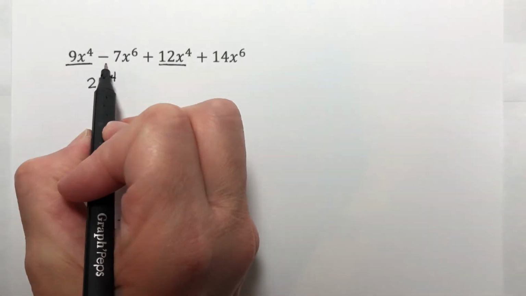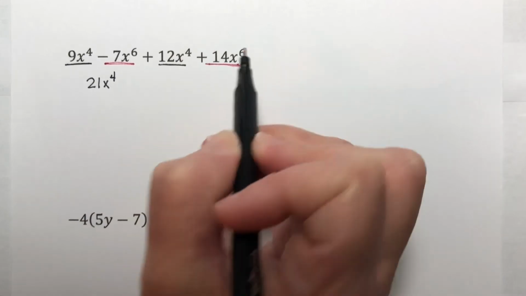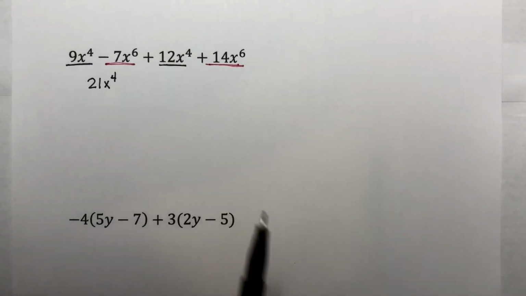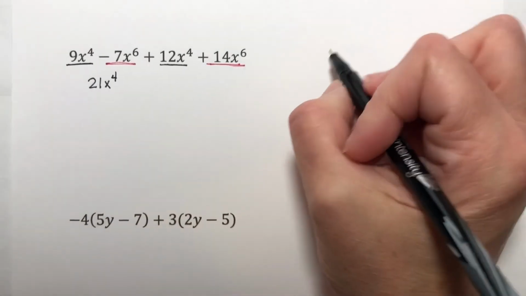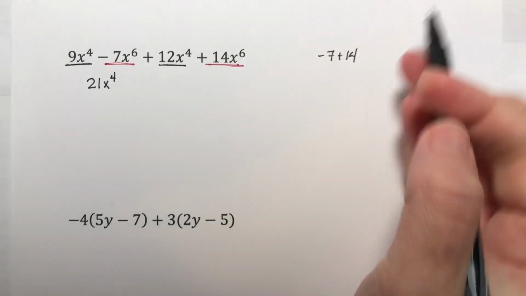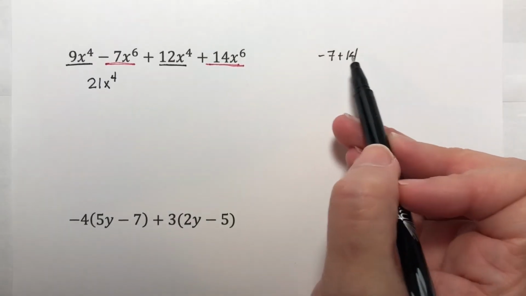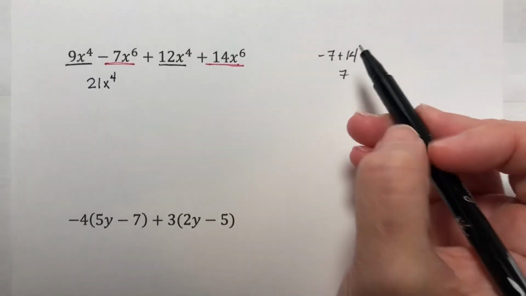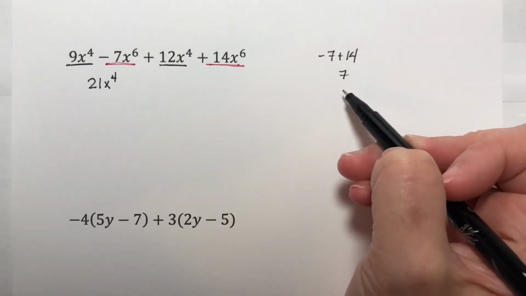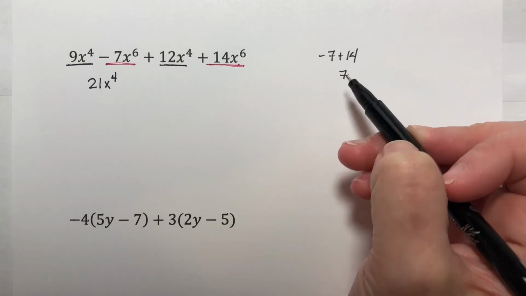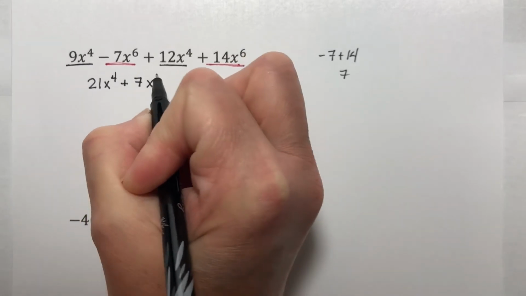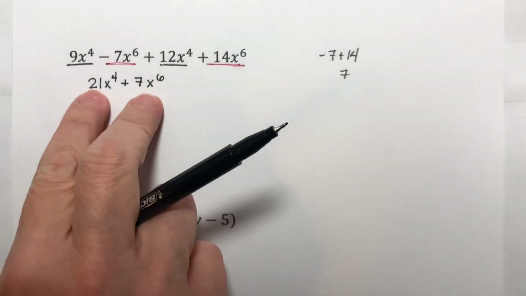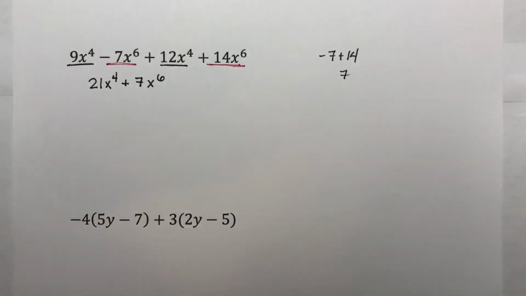Now look here, I have an x to the 6th, I have x to the 6th. So those two are also like terms. Negative 7 plus 14. These have opposite signs, so we subtract their absolute values, which would give me a 7. The 14 is larger, the 14 was positive, so this is positive. So this is plus 7x to the 6th. I'm not allowed to combine these two any further because they have different exponents. Even though they have the same variable, they have different exponents.